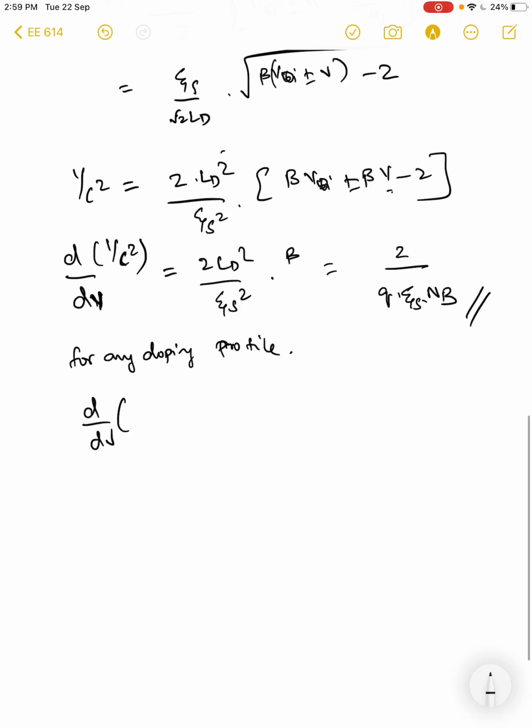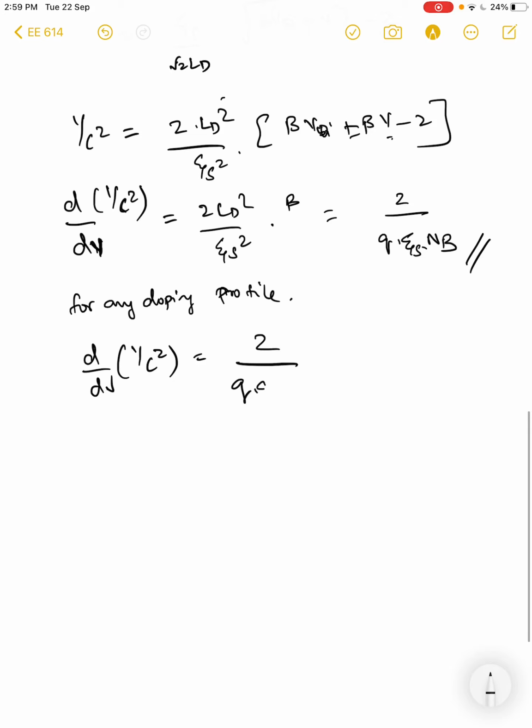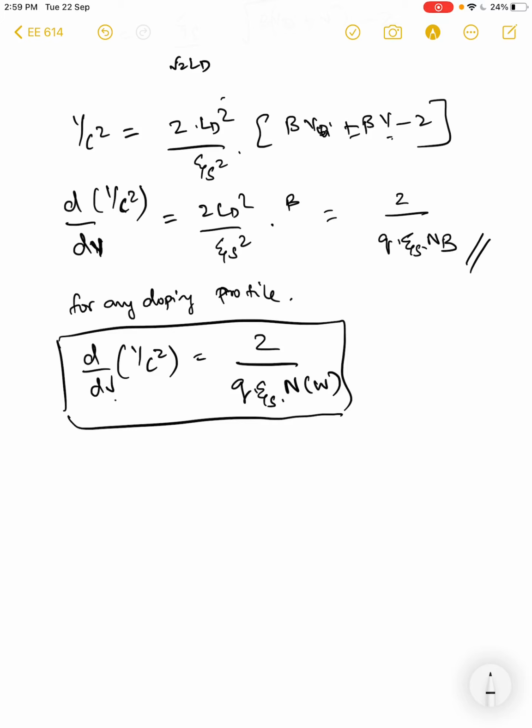this d by dV of 1 by C square, C being the capacitance which is measured, right, is 2 by q epsilon s times the density at the edge of the depletion width W, right? For any applied potential V, you have a depletion width W, and the doping density at the edge of this width W is this expression. So basically this expression or this measurement can tell you experimentally what is the doping density at various widths from the junction, right?